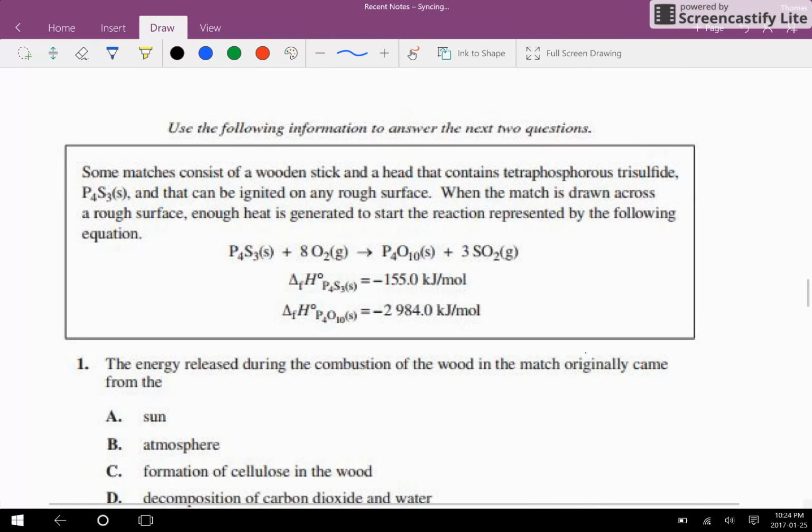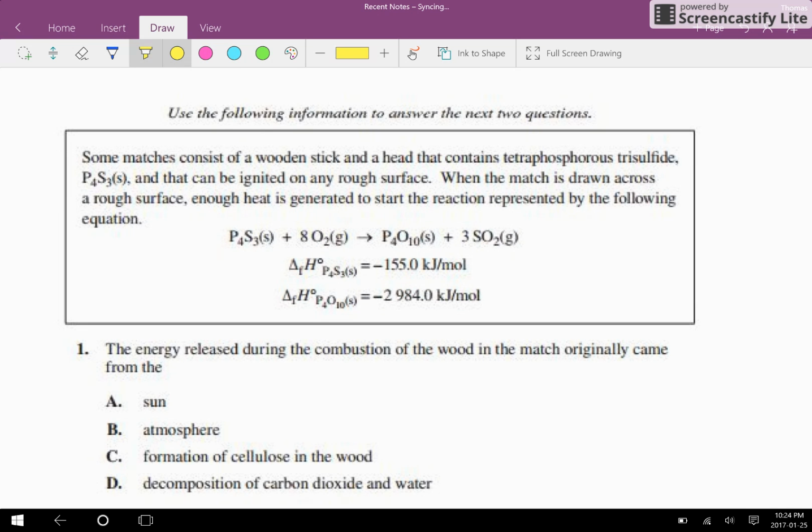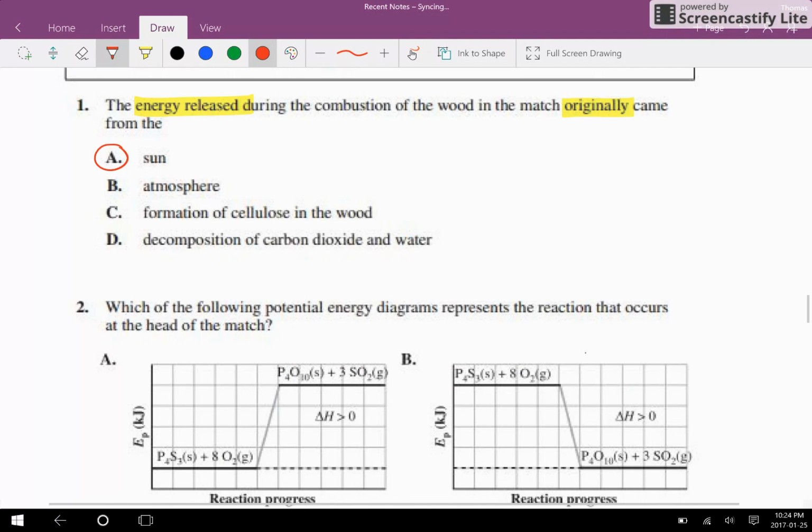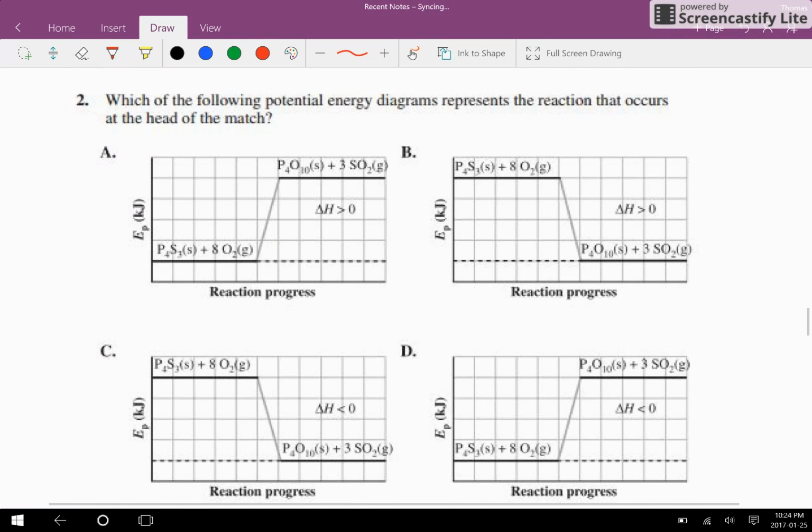Okay, let's take a look at this next one, and it asks us to use this information box for the next 2 questions. And first of all, the energy released originally came from, now we know this answer to be the sun. And in the second question, they're asking us to choose a potential energy diagram that represents the reaction at the head of the match. So first of all, we know that this is a combustion reaction, and if that's the case, it's exothermic.